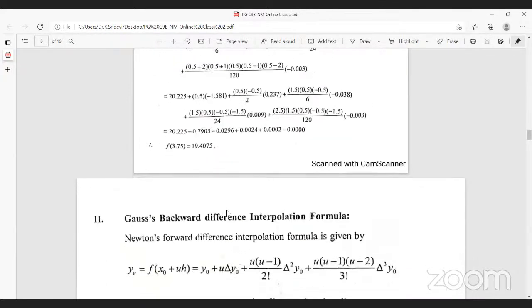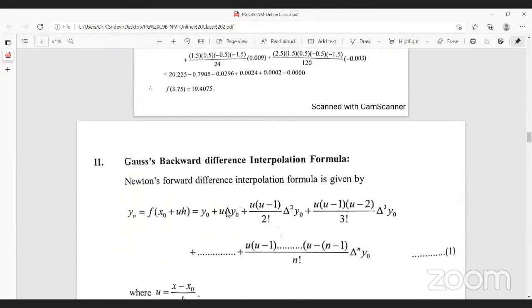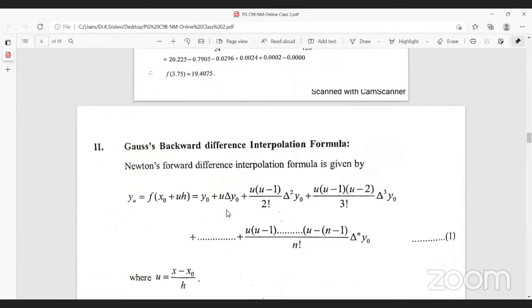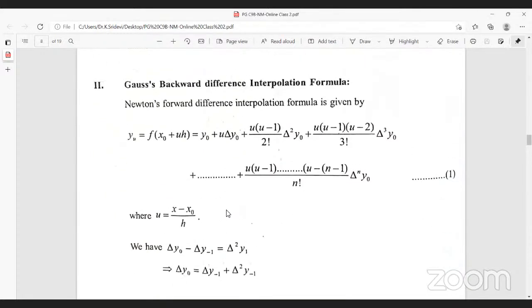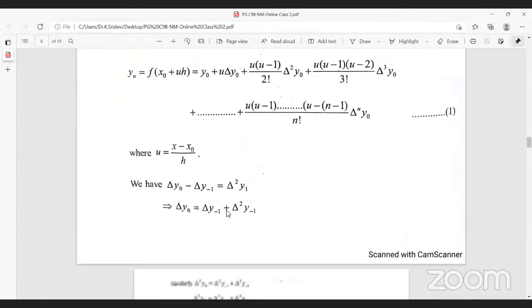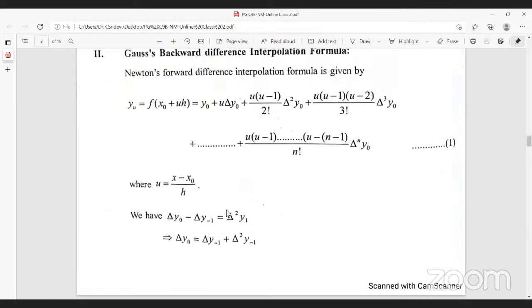So in this manner, we can find the Gauss forward difference interpolation formula, and we have seen when we can use this formula. Now similarly, we can have Gauss's backward difference interpolation formula. So what is Gauss's backward difference interpolation formula? You can follow the same procedure as above, Gauss's forward difference interpolation formula. Here also, to derive this formula, we have to use Newton's forward difference interpolation formula.